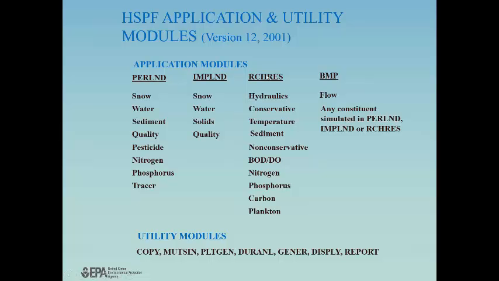And within the stream channel, the module RCHRES is used to represent both free-flowing streams and completely mixed reservoirs. It includes hydraulics, conservatives, water temperature, sediment, any kind of non-conservative reactive constituents, the BOD-DO cycle, and then nutrients and algae and plankton. So it includes a full suite of water quality capabilities just short of fish species. So it includes algal simulations. And then the BMP module allows you to represent the effects of a variety of best management practices, detention basins, buffer strips, and so forth in terms of removal efficiencies for constituents. And this is so you can represent ways to mitigate the impacts of human activities on the watershed and reduce loadings to the stream channel.